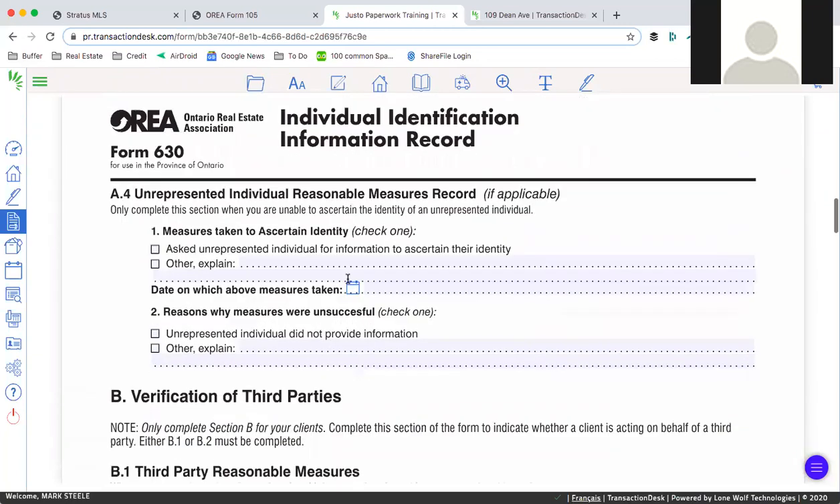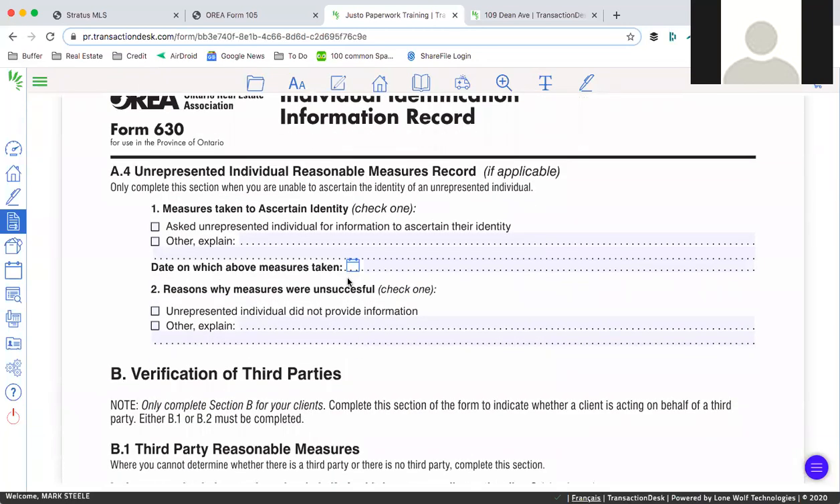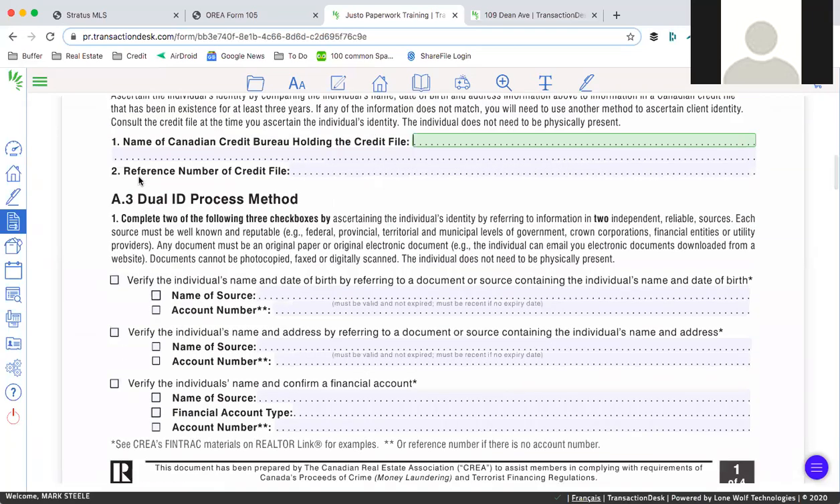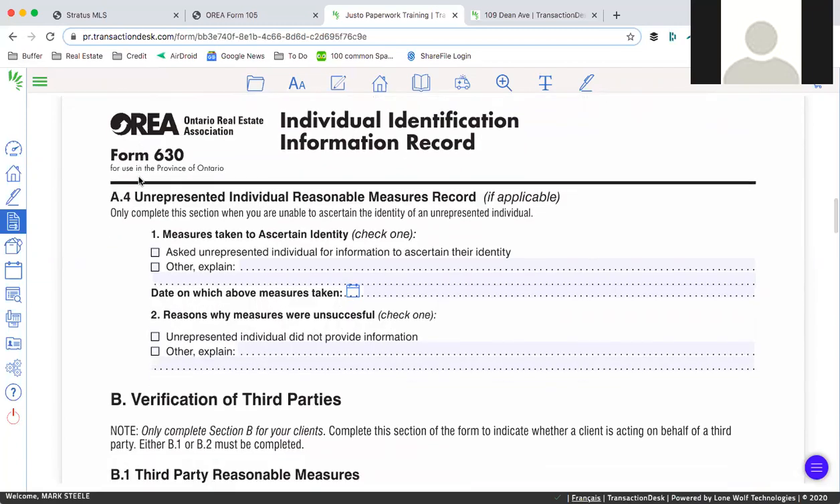Scrolling down here, you have a couple other spots that would be filled for different situations or different types of clients. I have never filled these sections in myself. I never had to because I've always just done the first section there. But again, everything is very straightforward. It's writing out exactly what it's asking you to fill in. So if they're unrepresented, there's the unrepresented individual reasonable measures record.